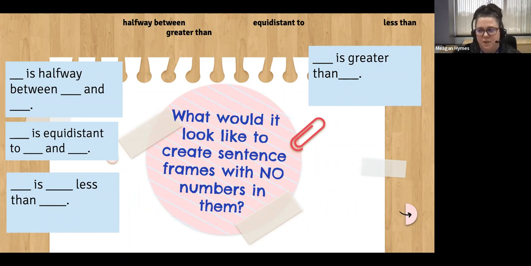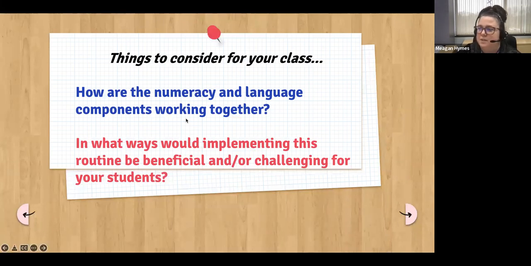If you want them to use equidistant, if you want them to use greater than or less than, whatever language it is you're trying to help develop, give them those frames and then give them the context in which they can start to use that language to keep moving forward. So just things to consider for your class. How are numeracy and language components working together right now for you? And in what ways could implementing new routines like this be beneficial or maybe challenging for your students? And that would be one place to start in thinking about how to implement this in your classroom.